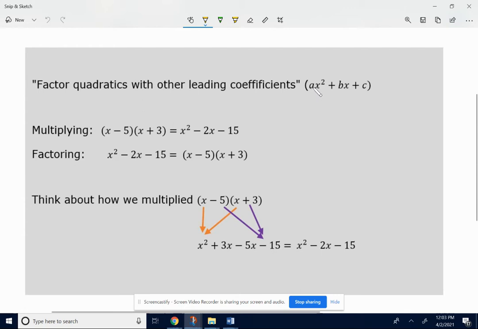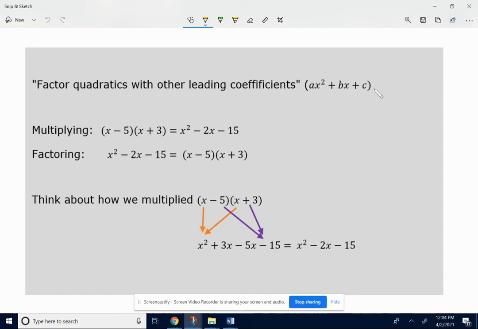There are some easy-peasy shortcuts if the number in front of x squared is a 1, which would mean you wouldn't even see a number there at all. But if you have a regular quadratic, something x squared plus or minus something x plus or minus something, and we're going to factor it, that's what this lesson is on.